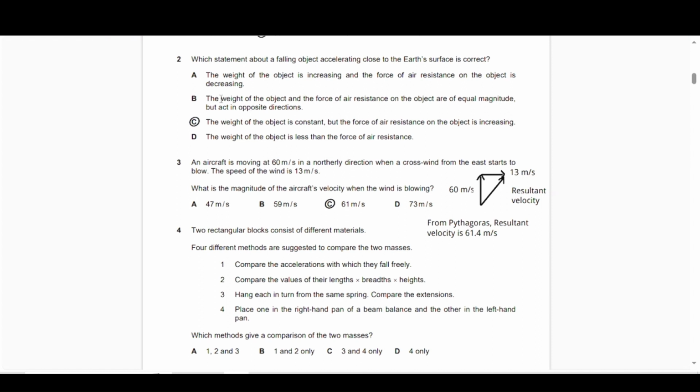The second multiple choice looks at the weight of the object and the force of air resistance on the object being of equal magnitude but acting in opposite directions. So if you think about it, they definitely do act in opposite directions. The weight pulls the body downwards, the force of air resistance pushes it upwards. But if they are of equal magnitude, the net force acting on the object is 0. And if the net force acting on the object is 0, that means the object is not accelerating.